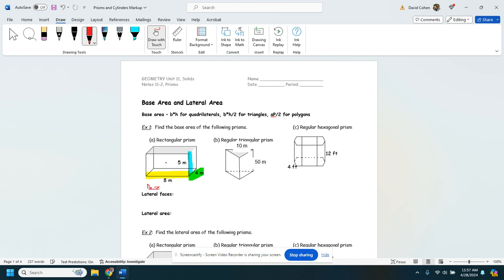might be faster for me to just type this. So our length is 8. Our width is 4. Why do I say there's 2 of them? Well, there's another base up top, and that's also 8 by 4. So I'll use times 2.